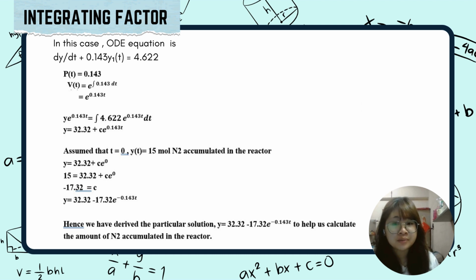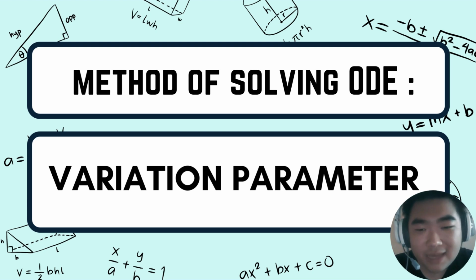The assumptions have been made previously, which is t equal to 0 and y(t) is 15 moles of nitrogen that is accumulated in the reactor initially. Using those values, finally we would get the particular solution that is written as y equals 32.32 minus 17.32 exponential negative 0.143t.